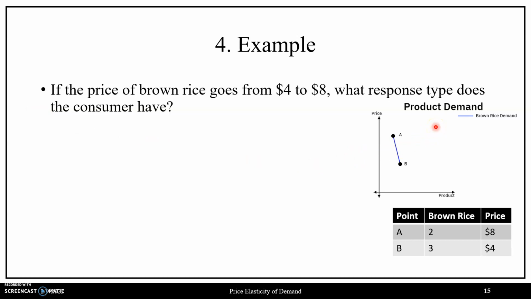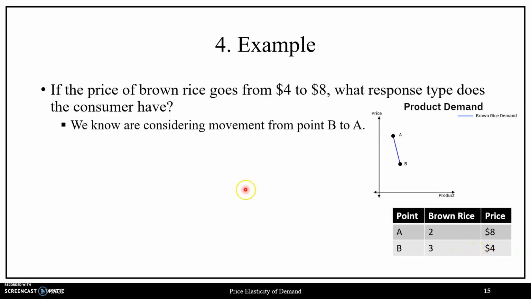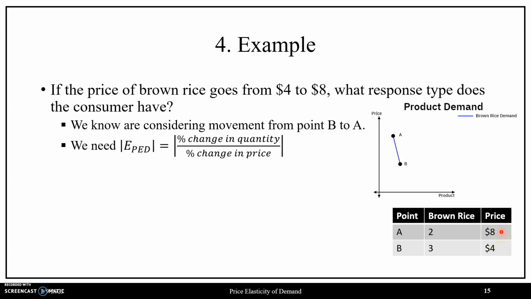We have our product demand curve on the right. We have 2 points A and B, and we see that at point A, brown rice is at a quantity of 2, the price point is $8. At point B, the quantity level is 3, and the price point is $4. We know that we're considering movement from point B to A, since we have a price increase from 4 to 8, where price is 4 at point B and price is 8 at point A.